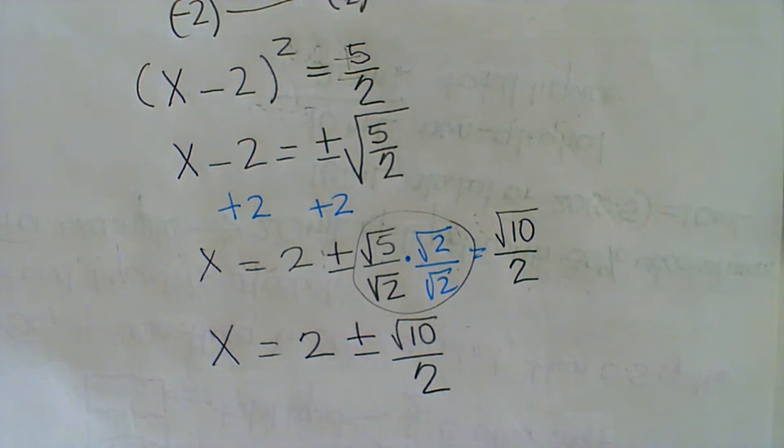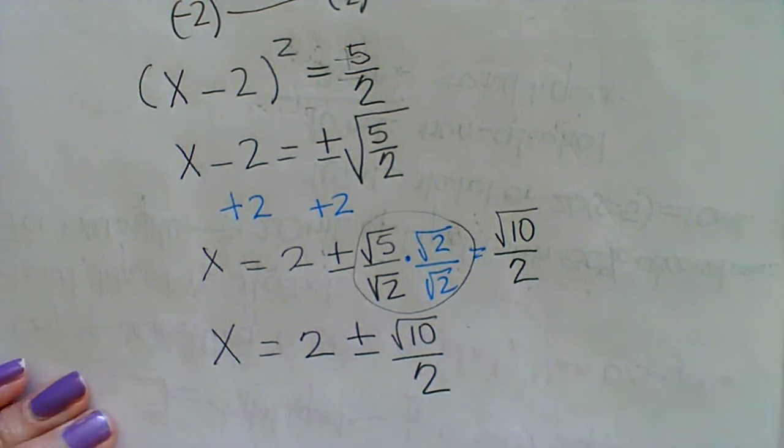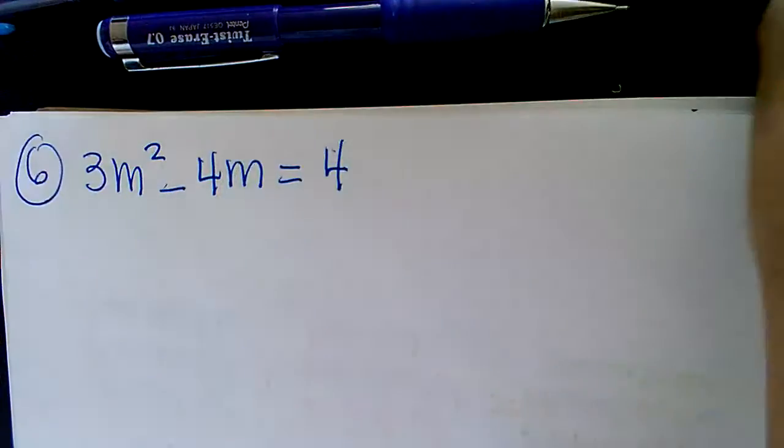And that's completing the square. I have one more that we could do, just to remind us that we need to simplify. Let me just show you this one. Number 5, 6: 3m squared minus 4m equals 4.